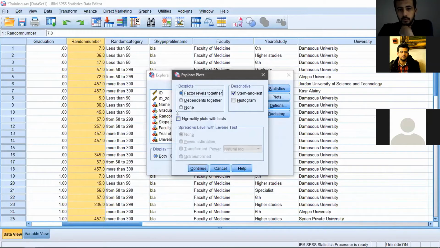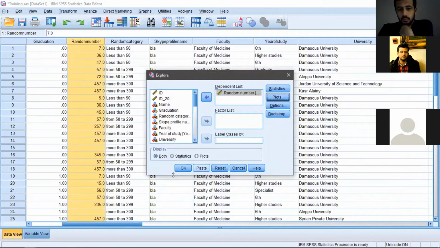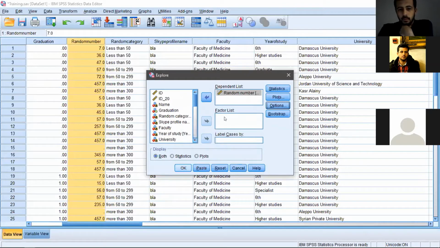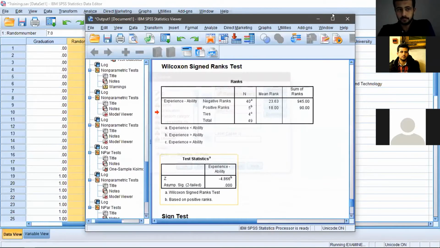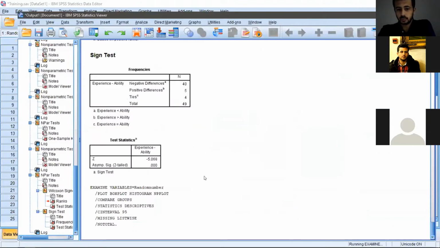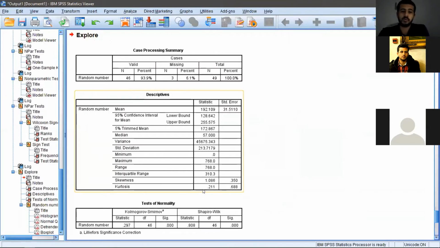Plots, normality tests, histogram. We don't need this. Continue. The options. We don't need anything. If I want to test two parts of this variable, like those graduated and not graduated, I will add the graduation here, okay? But now I want to test the whole variable. And here we can see skewness, and we talked about how can we discuss skewness, how to discuss kurtosis.